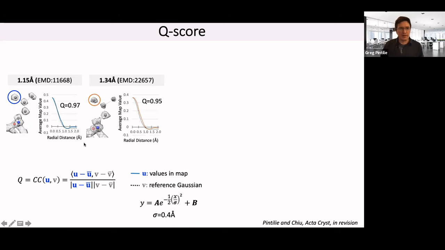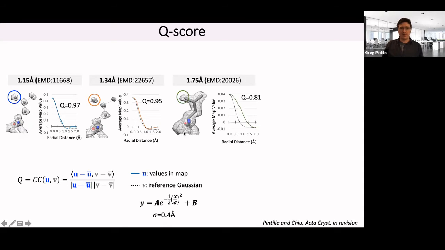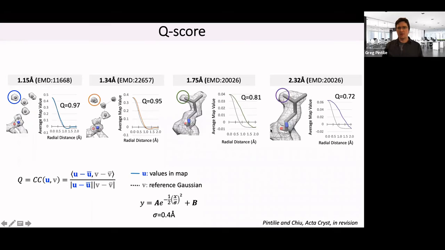And in a lower resolution map, so this is a 1.34 angstrom map, now the map values around the atoms start to drop off, and the drop off is a little bit wider. So now we start to get a lower score. And as we go to lower resolutions, we get an even wider profile, so a wider drop off. So then the score keeps going down. As you go to lower resolutions, you will tend to get a lower score.